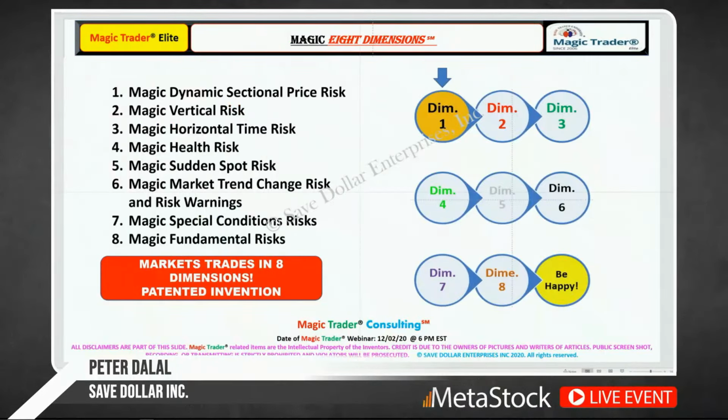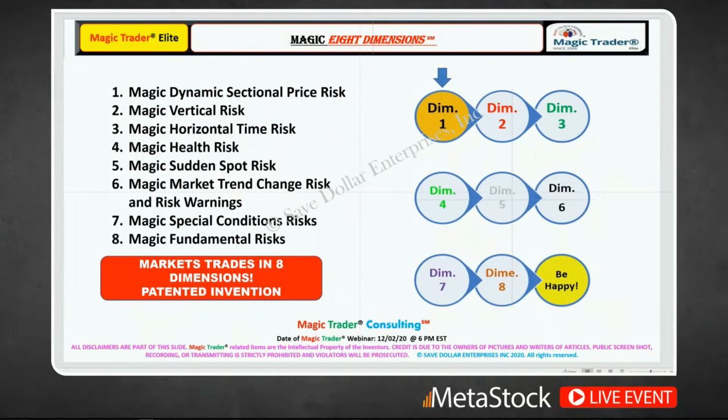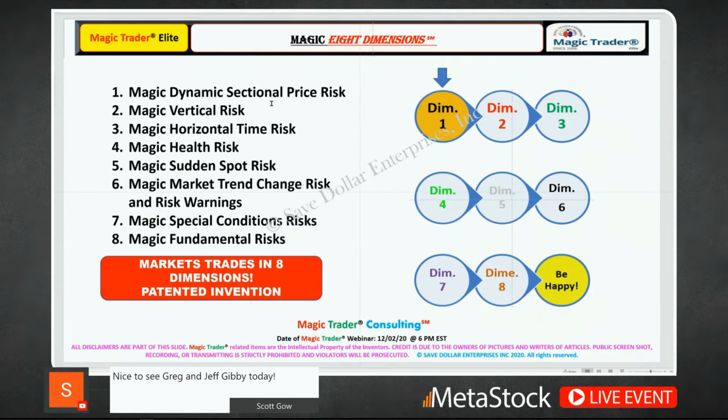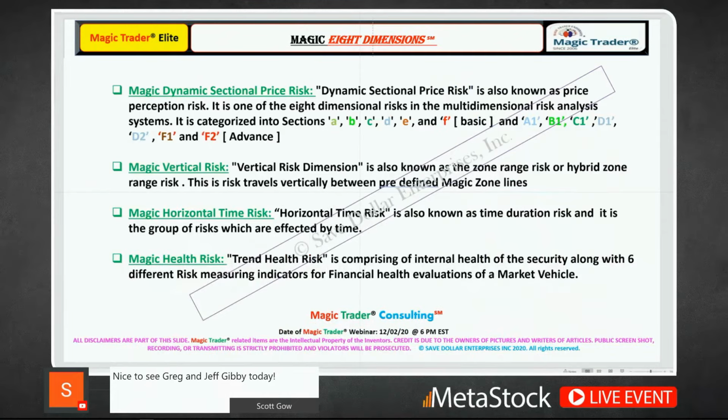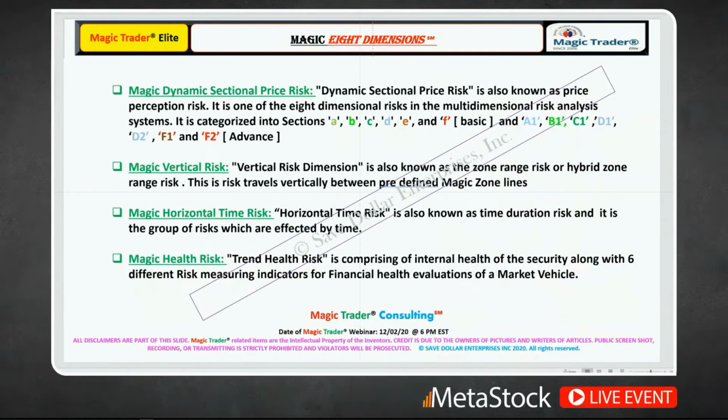What I discovered in pattern finding is that the market trades in 8 dimensions, and this is the list of the dimensions. Today we're going to talk in detail about one of them, which is price risk, called sectional, and I'll explain in a minute. So these are the 8 dimensions. These are 4 of them, and I will brief them a little bit, and we will detail the first one.